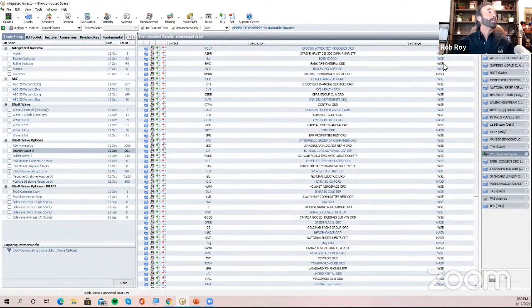I'm really surprised about FAS as far as not having options. There are options on FAS, so not on the Amex, but what's it trading on? What exchange is it trading on? The New York Stock Exchange. Okay, so that was my bad. I put it on the Amex. They didn't have options there, but they do on the New York Stock Exchange.